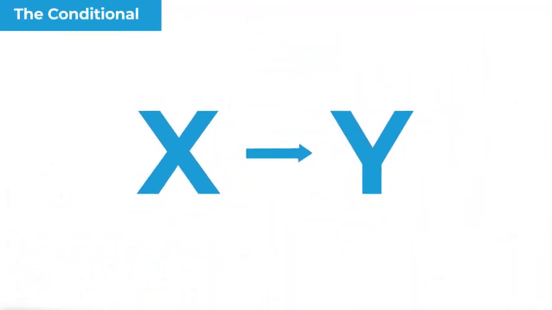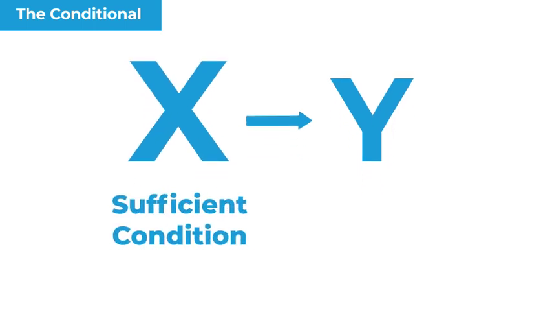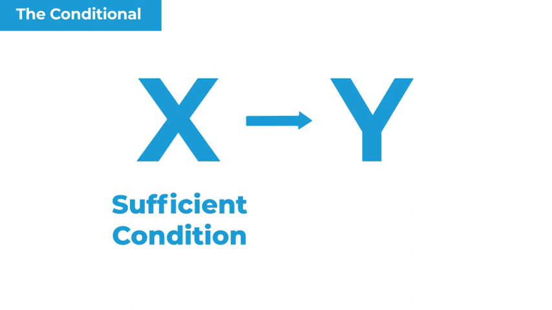So that's it for today's lesson. We just looked at how to identify sufficient conditions in conditional relationships. Next time, we're going to be looking at necessary conditions.